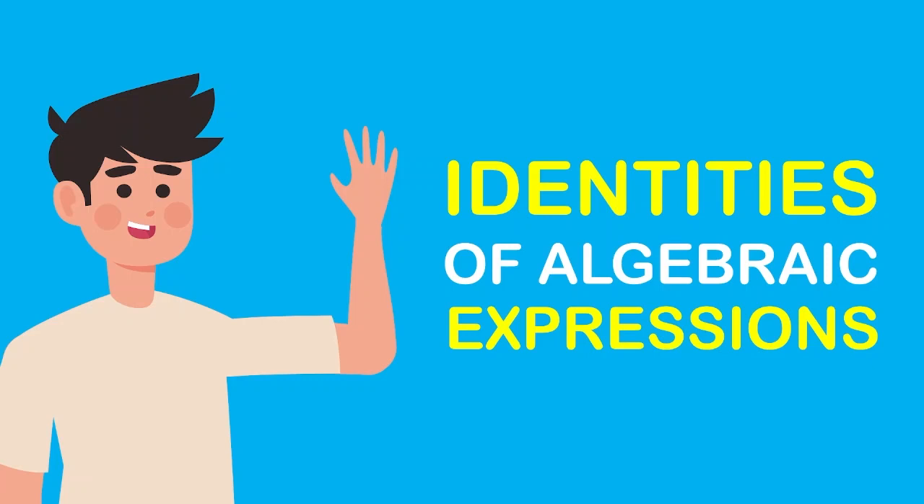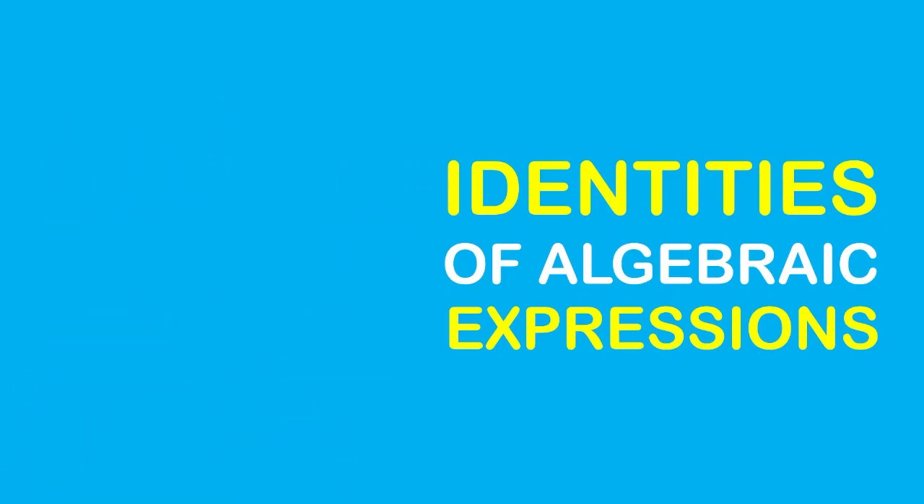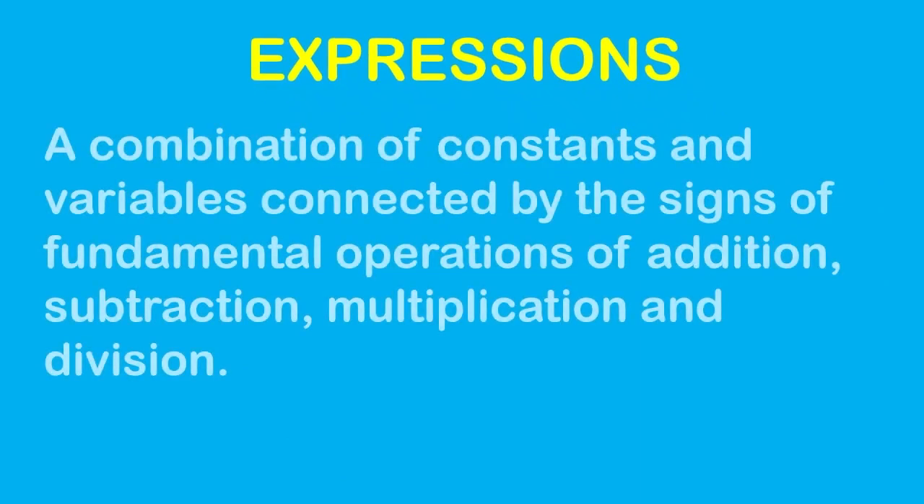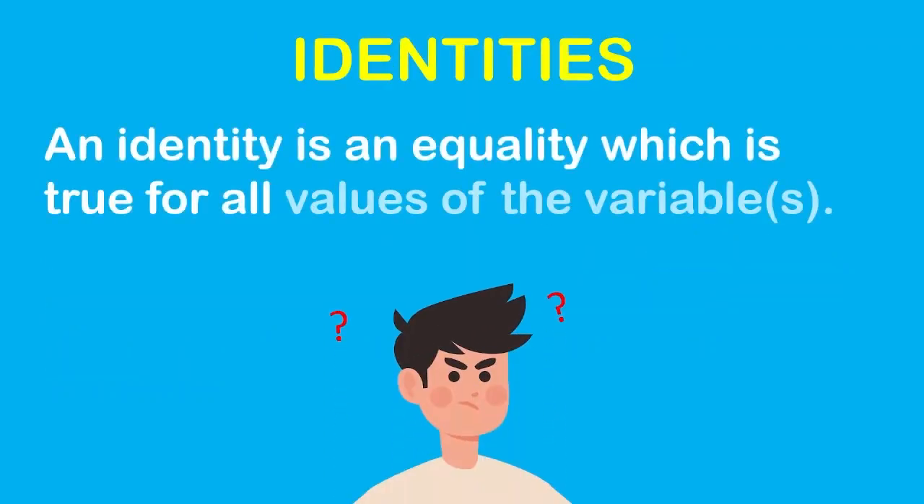My name is Ansh and in this video we are going to be discussing identities of algebraic expressions. Now what are expressions? An expression can be defined as a combination of constants and variables connected by the signs of fundamental operations of addition, subtraction, multiplication and division. An identity is an equality which is true for all the variables. This is the definition of an identity. The definitions of expression and identity, I will explain further in the video. It's okay if you didn't understand it.